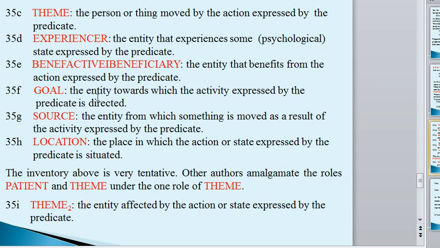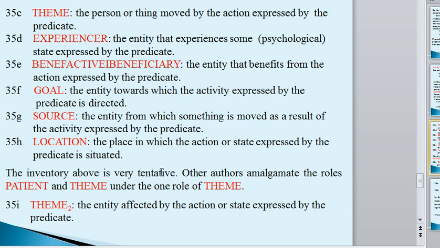Goal, what is goal? The entity towards which the activity expressed by the predicate is directed. Okay, this is the goal. The source, what is the source? The entity from which something is moved as a result of the activity expressed by the predicate. And the location: the place in which the action or state expressed by the predicate is situated. So these are the main theta roles, and these are the definitions of these theta roles.